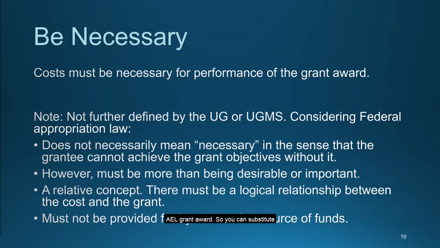You can substitute whatever grant name you want in there. That's the basic point: if it's funded and specifically authorized under another grant award, that's the purpose of that grant award. You already have funds to cover it. You don't want to cover it under this grant award. So we would think about things like that as well. And these are just examples. Like I said, the UG and UGMs don't define or give us criteria for how to think about necessary. So these are just some points to help you think through that question. And next slide.